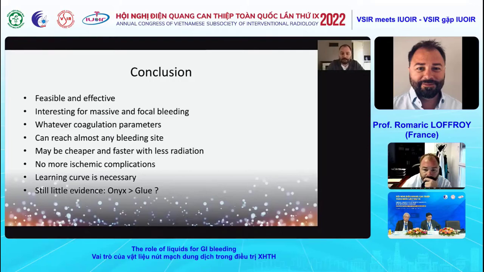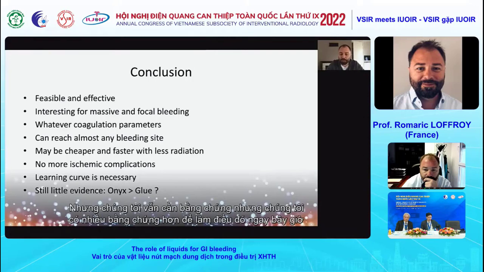You can really reach almost any bleeding site, even tortuous, small, and distal. It can be cheaper and faster with less radiation for you and for the patients, especially with the use of glue. As I said before, there is no more risk of ischemic complications from the literature. Of course, a learning curve is necessary, but as with any other embolic agents.